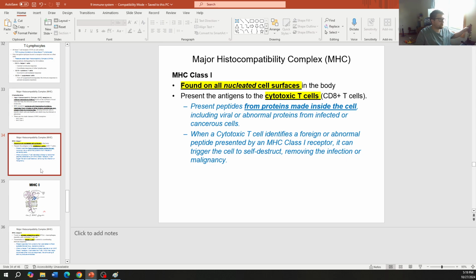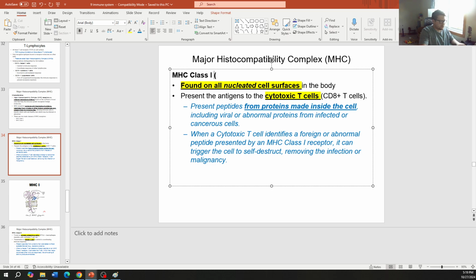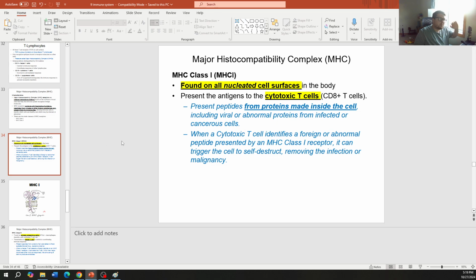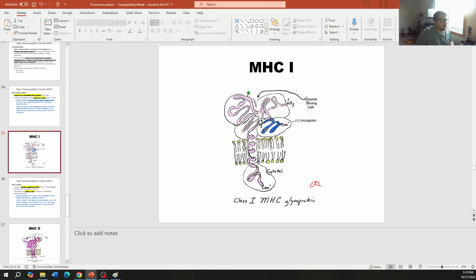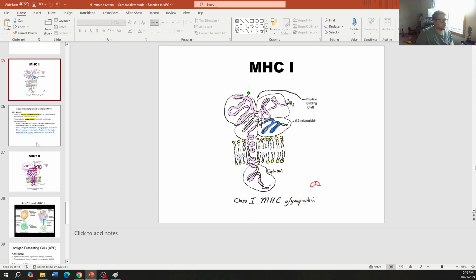Two different types. MHC class 1. Sometimes you'll see it written just as MHC1. It means the same thing, don't worry. These are found on pretty much all cell surfaces in the body, and they present antigens to the cytotoxic T cells. This is a little bit of extra information. The bullet points in black are the ones that you really want to know. In blue is just a little extra reading you can look at. And that's what our MHC1 looks like. Not too concerned about the individual components of it, but you can see it's an integral protein, so it's part of the membrane of the different cells.